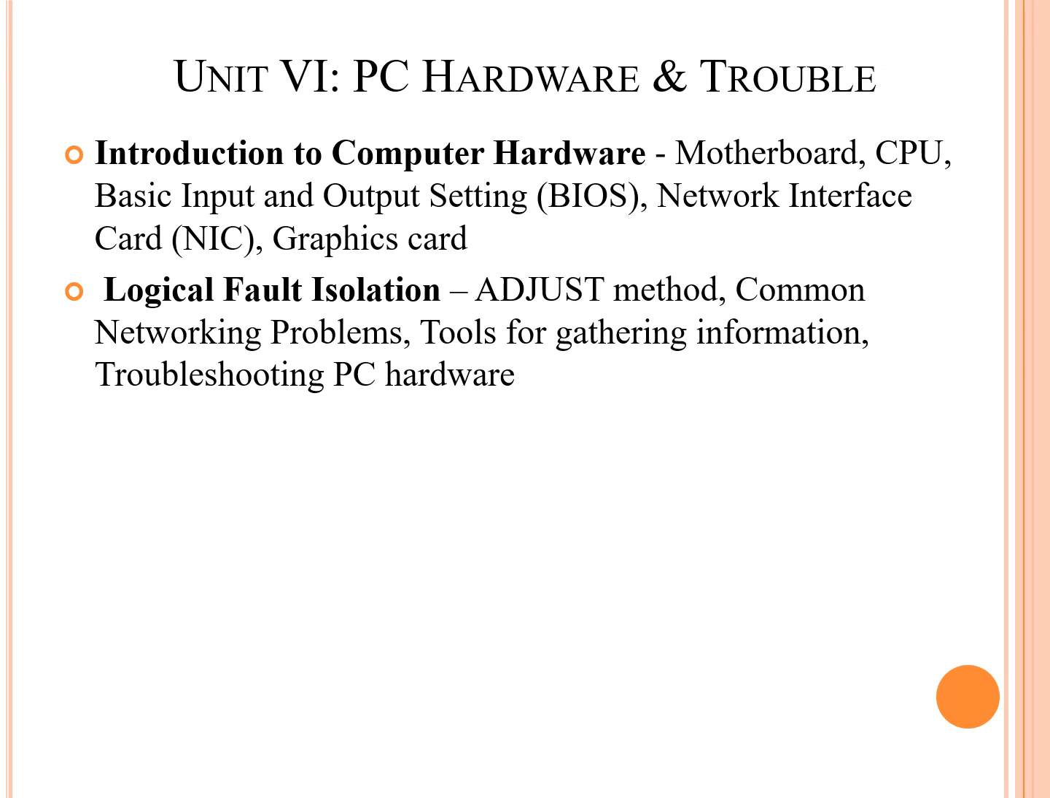Next is Unit 6, that is PC hardware and troubleshooting. Introduction to computer hardware, where we are going to learn what is motherboard, CPU, basic input and output setting, that is also called as BIOS, network interface cards, graphics cards and logical fault isolation. In that, adjust method, common networking problems, tools for gathering information, troubleshooting PC hardware.